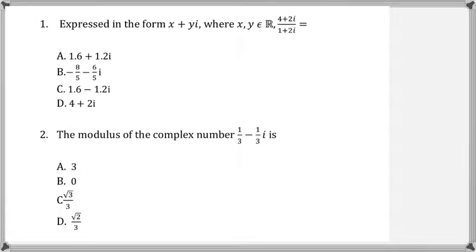But with that said, let's get into the first question. The first question says, express in the form x plus yi, where x and y are elements of the set of real numbers. They want us to express this in terms of this. They give us 4 possible answers, and they want us to indicate, well, that's how multiple choice goes, which one of those is the answer.